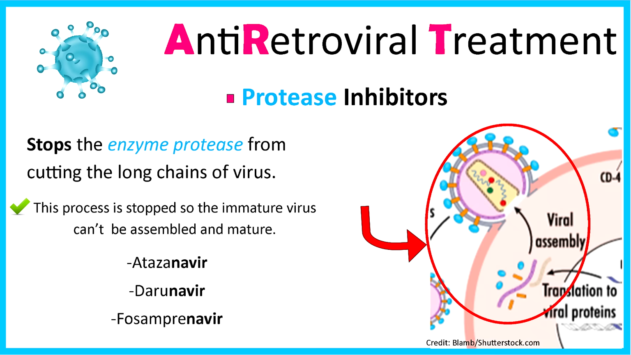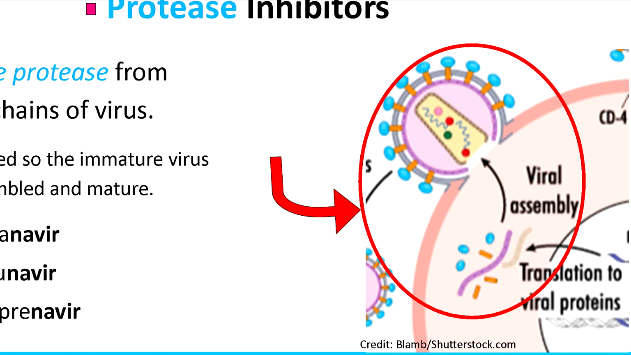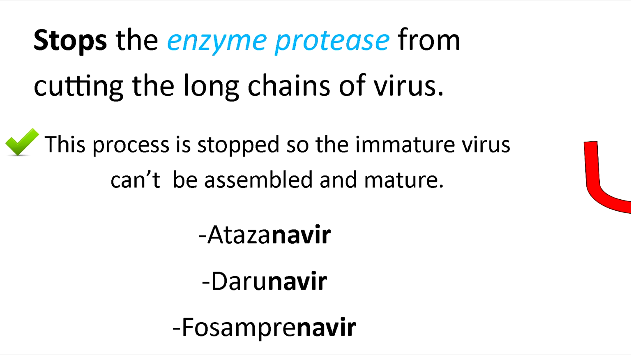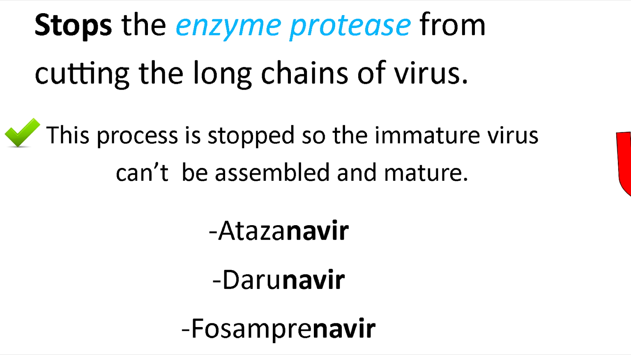And then lastly, we have the protease inhibitors. And just as their name says, once again, it's going to inhibit protease from being able to cut those long chains of virus. So we're really not going to be able to allow that virus to mature. It can't really be assembled, so it can't go on and wreak havoc on the body. And an example of these medications is like atazanavir. And notice, these medications all end in NAVIR, so maybe that can help you keep that straight.